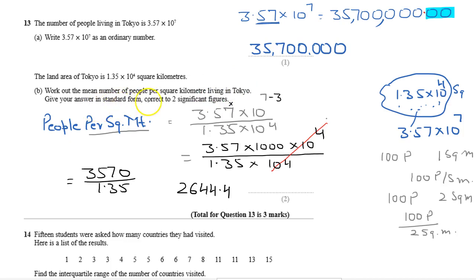We have to give your answer in standard form and correct to 2 significant figures. Now correct to 2 significant figures, this is less than 5, so it will be 2600, and in the standard form it will be 2.6 into 10 to the power 3. So that is the answer for this question.